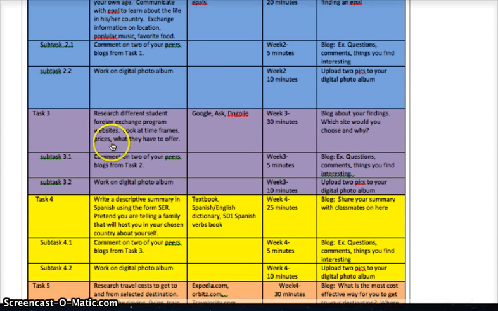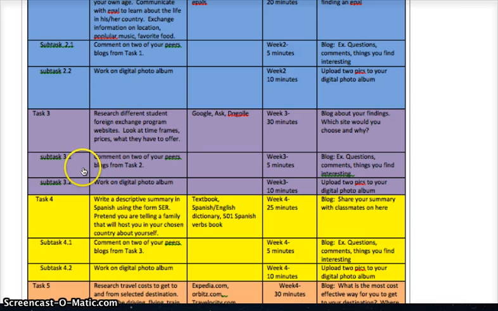Task 3 is to research different student foreign exchange program websites. Look at the time frames, prices, and what they have to offer. You can go into a search engine like Google and search for foreign exchange student program sites. There are plenty of sites; some are only for Europe, some are only for Spanish, so they'd also get an idea of what they need to be looking for. They would blog about their findings, which site they would choose and why.